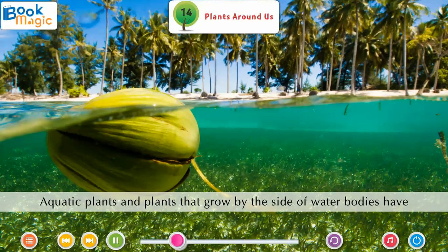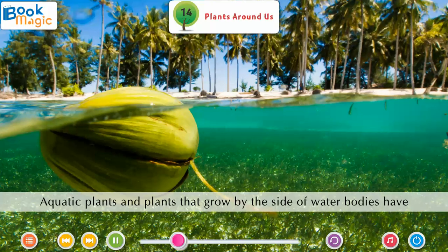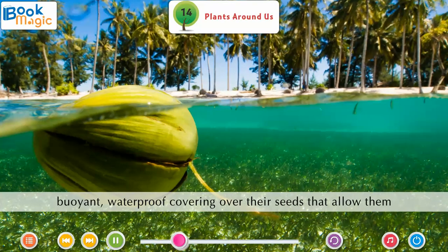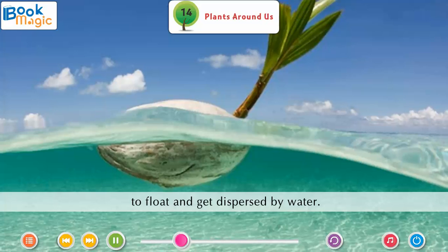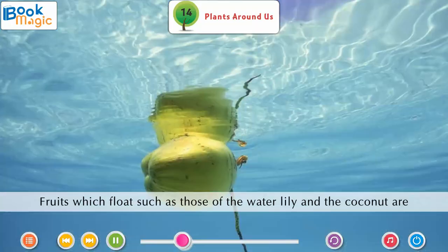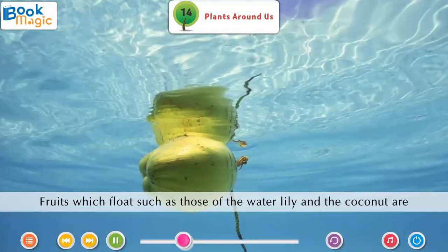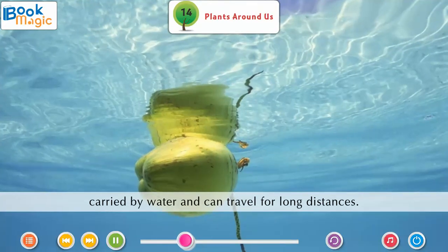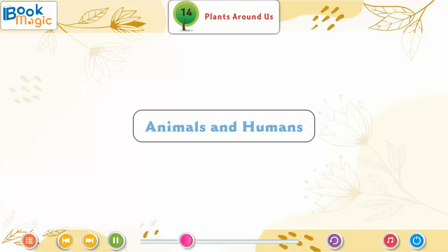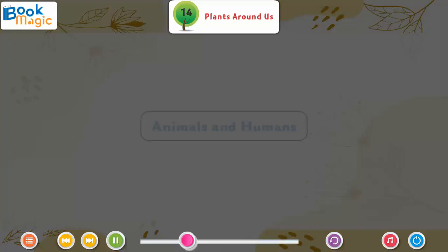Water. Aquatic plants and plants that grow by the side of water bodies have buoyant waterproof covering over their seeds that allow them to float and get dispersed by water. Fruits which float, such as those of the water lily and the coconut, are carried by water and can travel for long distances.